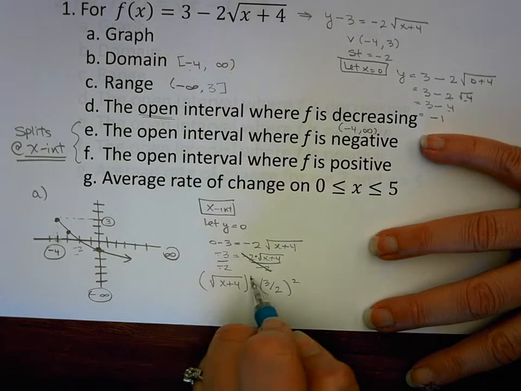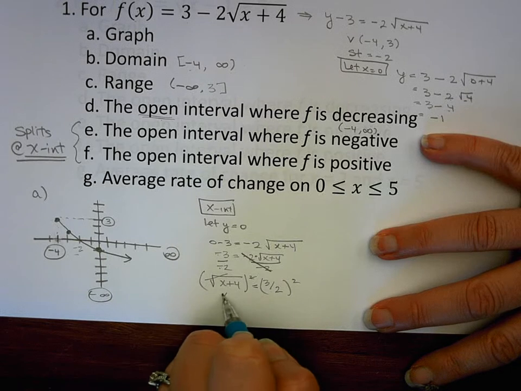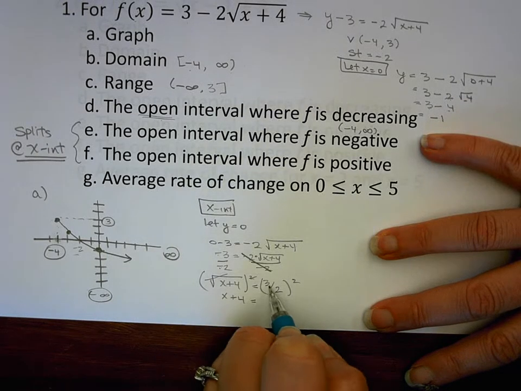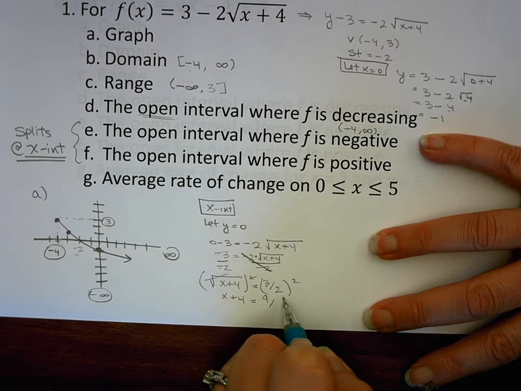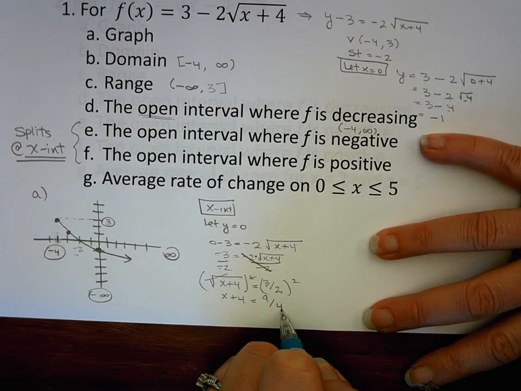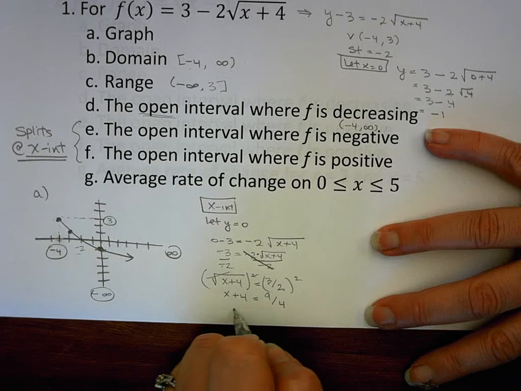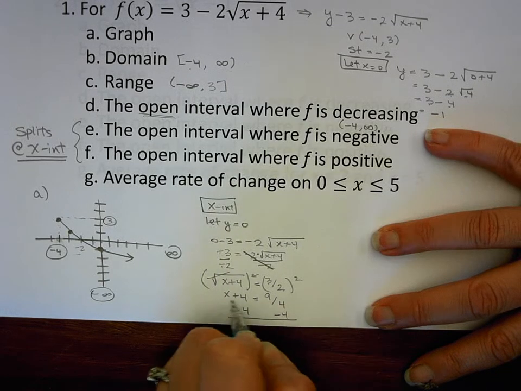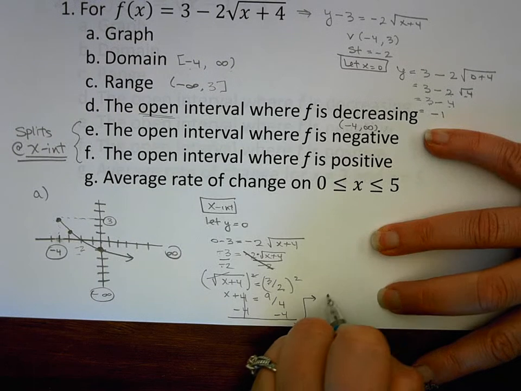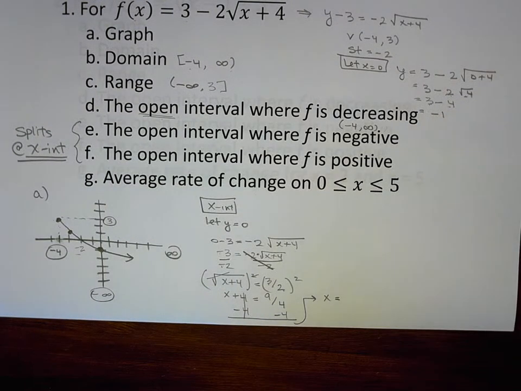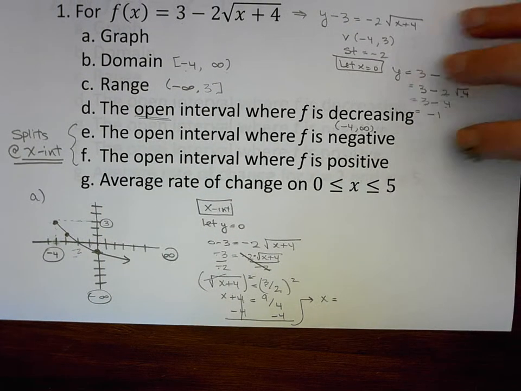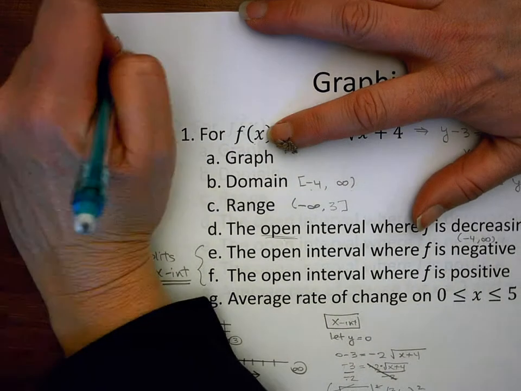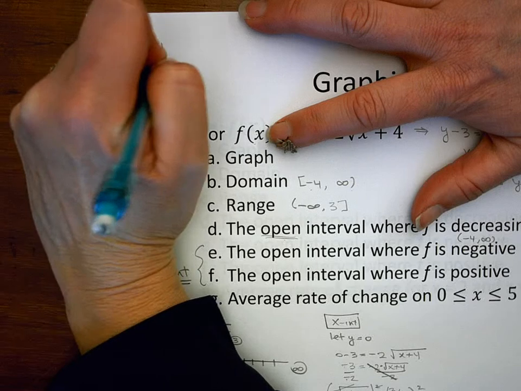So the square and the radical are inverses, so they cancel. And then when I square a fraction, I square the numerator, so 3 times 3, and the denominator, 2 times 2. And then the last step is to subtract 4. Running out of room here. So 9/4 minus 4. Okay, let me do a little scratch work over here. So 9/4 minus 4 over 1.